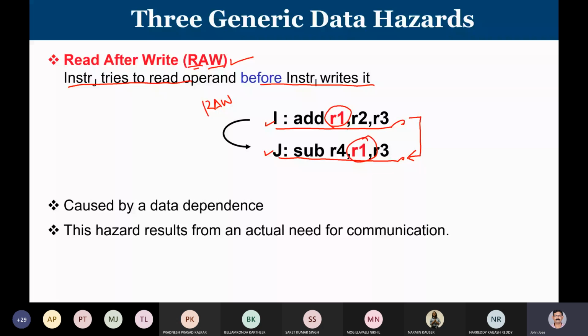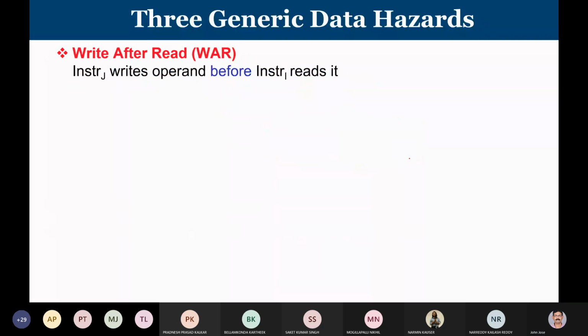This hazard results from an actual need for communication. So it's not only about the name of the registers. Actually, instruction J is dependent on the outcome of instruction I. So J cannot run in its assigned time slot.